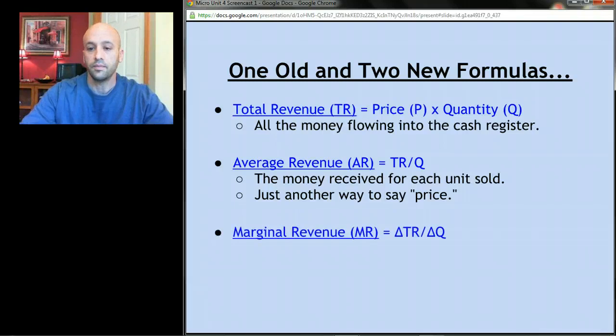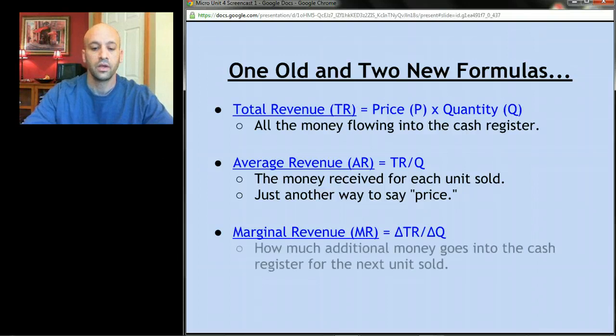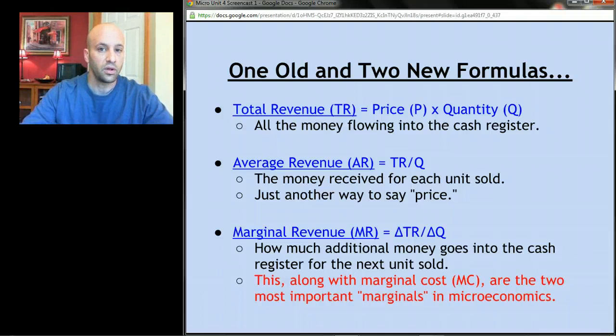The next new formula is called marginal revenue. And again, here's another marginal in this class. Marginal revenue is the change in total revenue divided by the change in quantity. Conceptually, it's how much additional money is going to go into the cash register if you sell 1 additional unit. And this, along with marginal cost, as we've seen in the last unit, are the 2 most important marginals in all of microeconomics. We're going to be using them constantly, so it's important to understand what they are and how you calculate them.